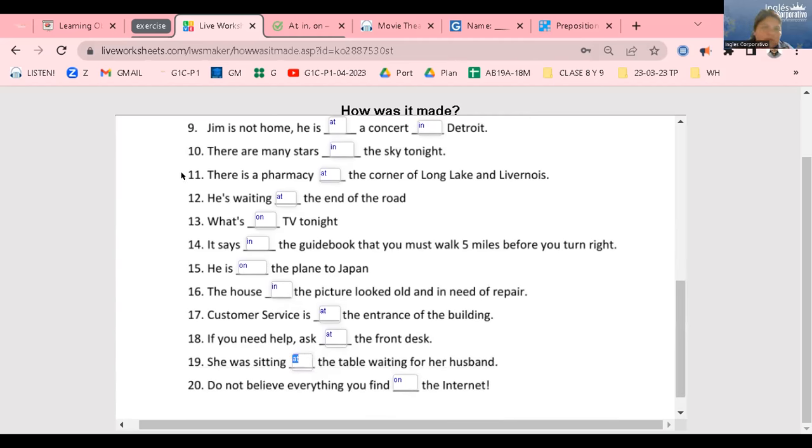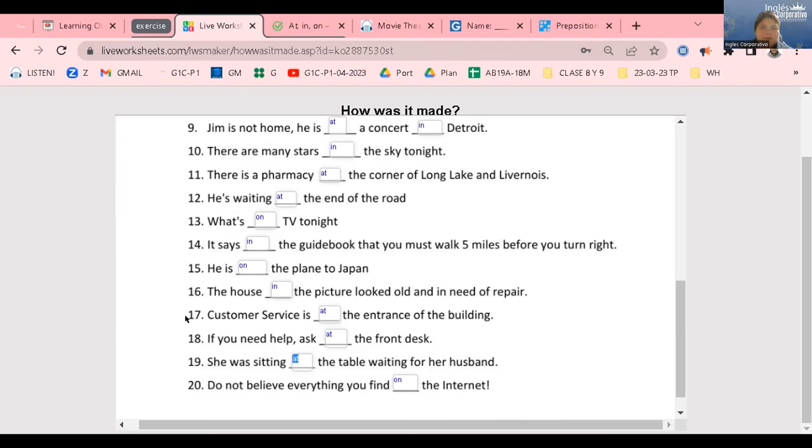Okay, Johnny, please continue from 11 to 15. There is a pharmacy at the corner of Long Lake and Livernois. He's waiting at the end of the row. What's on the TV tonight? It's saying in the guidebook that you must walk 5 miles before you turn. He is on the plane to Japan, and the house in the picture looks old and in need of repair.